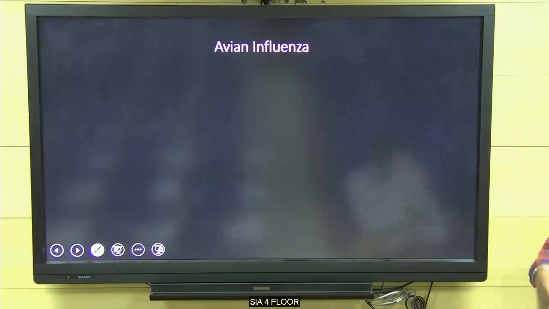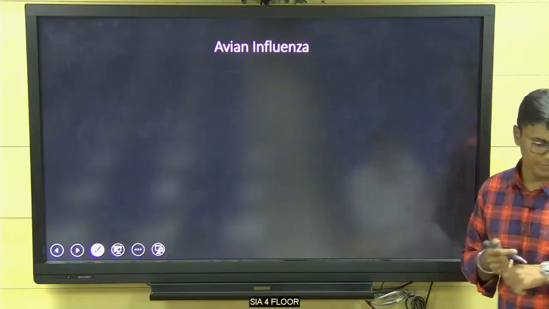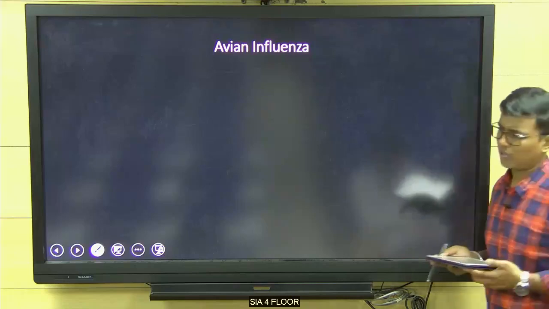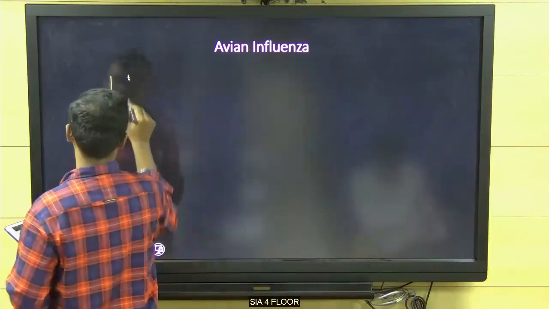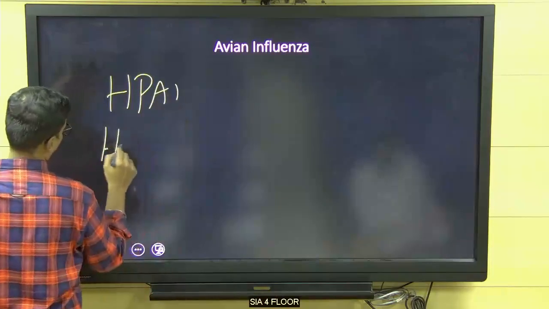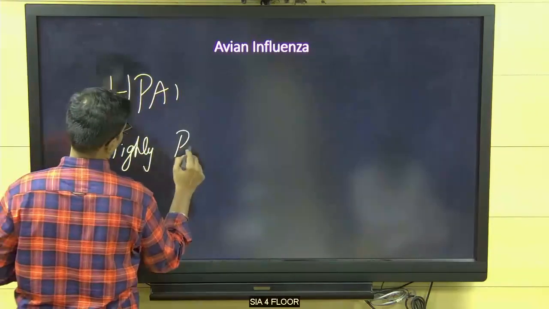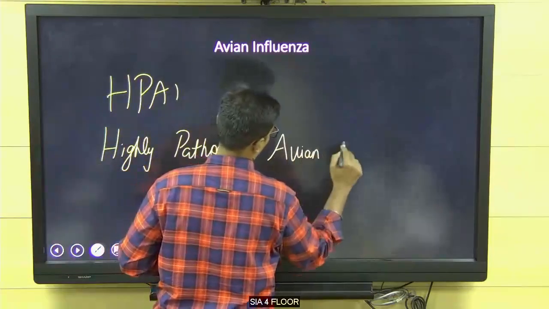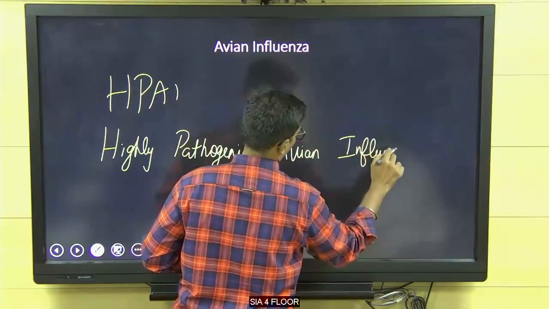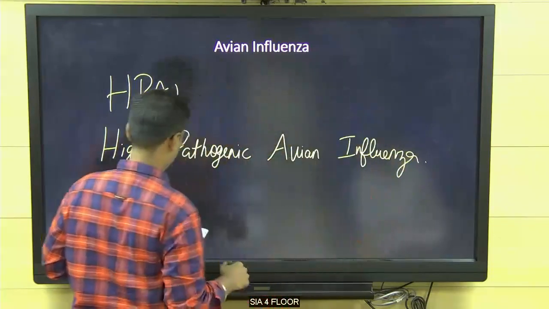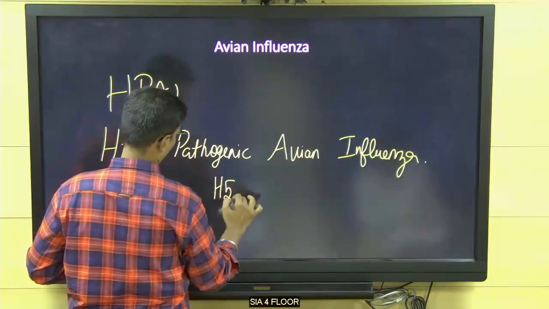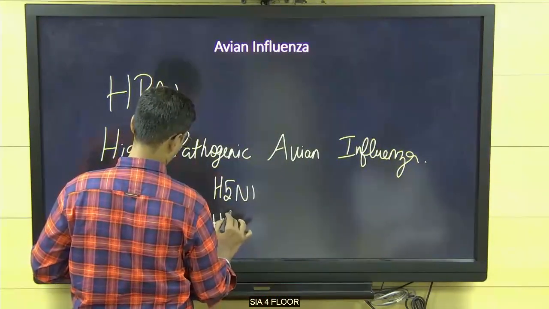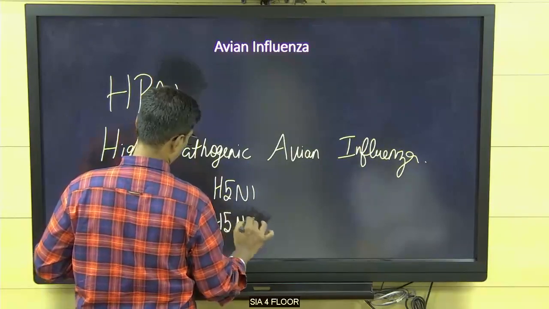Next is avian influenza. That comes in the news almost annually because birds will be affected and chicken rates will go down. It's caused by a virus, the avian influenza virus. It's also called highly pathogenic avian influenza, HPAI. And there are many strains like H5N1, H5N8. There are many strains.